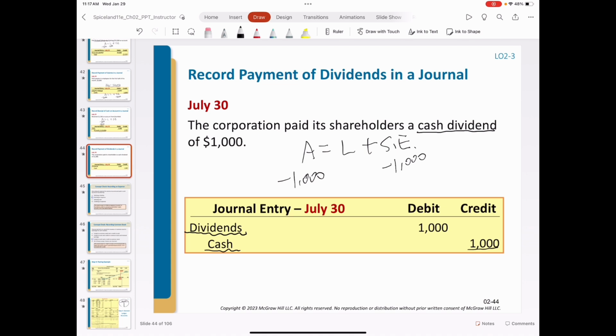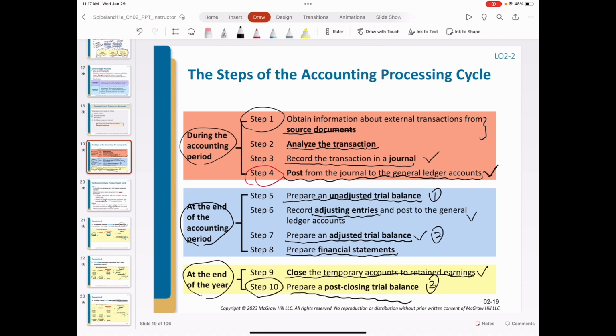Okay, so far we have completed all the external transactions during this accounting period, July, for this corporation. We will move on to step 4 to post the information from the journal entry or the journal to the ledger.